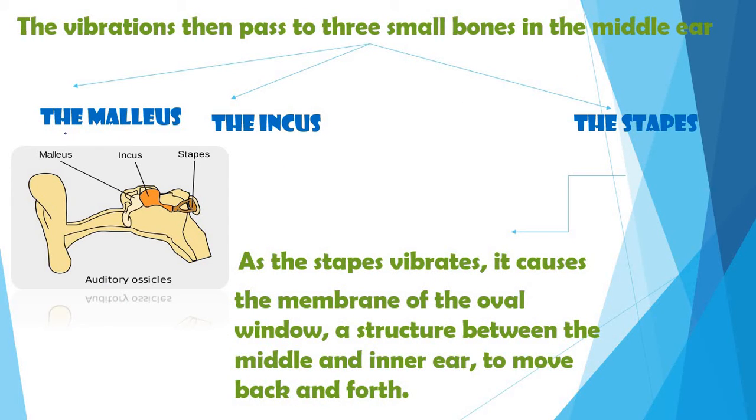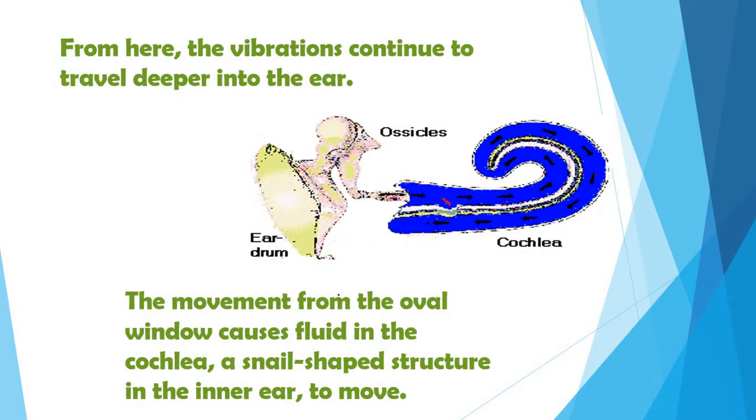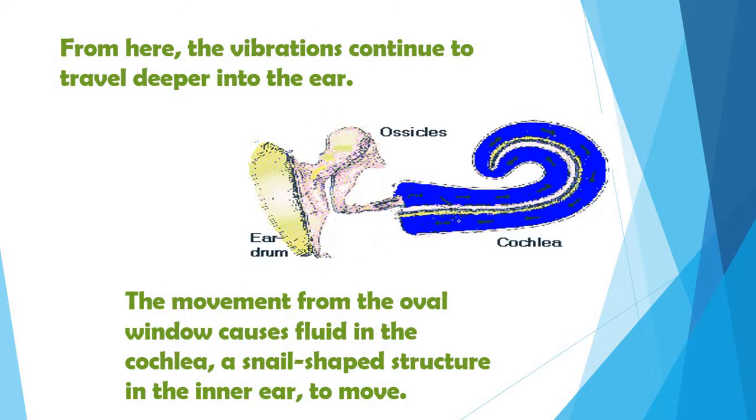The vibration will then be transferred to these three ossicles: the malleus, the incus, and the stapes. As the stapes vibrates, it causes the membrane of the oval window, which is a structure between the middle ear and the inner ear, to move back and forth. The sound waves will travel deeper into the inner ear. It will cause the thick fluid inside the cochlea to move.